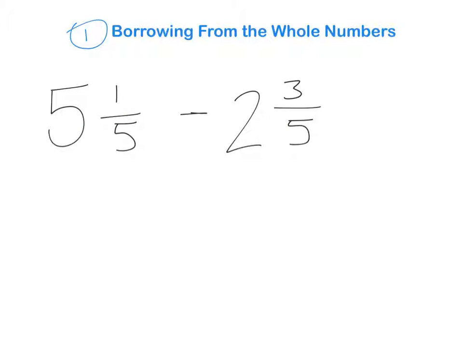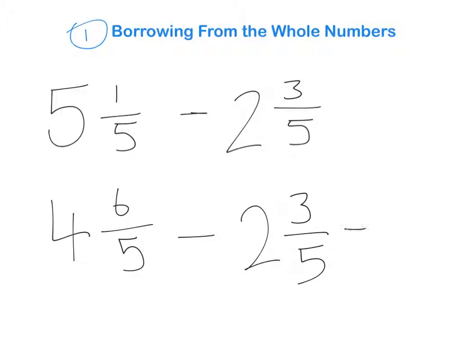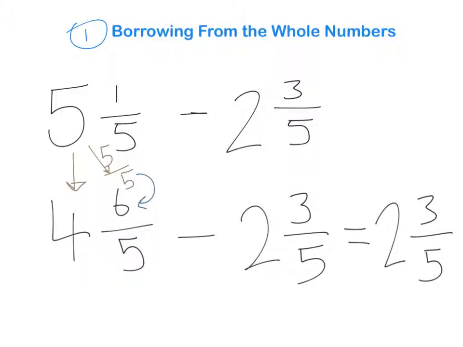So we can turn 5 1/5 into 4 6/5. It's exactly the same amount as the 5 1/5, and that makes the subtraction of 2 3/5 an awful lot easier. I can take the 2 away from the 4, which would leave me with 2, and I can take the 3/5 away from the 6/5, which would leave me with 3/5. So just to be clear, we split the 5 units into 4 units, and we took 5/5 away from that unit and put it into the 1/5 to make 6/5 altogether.